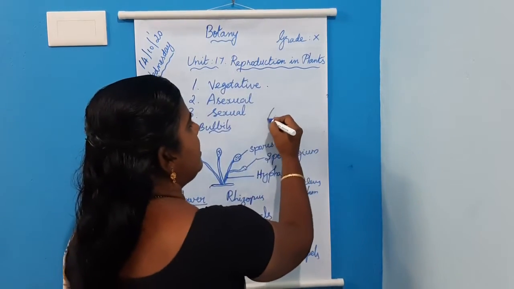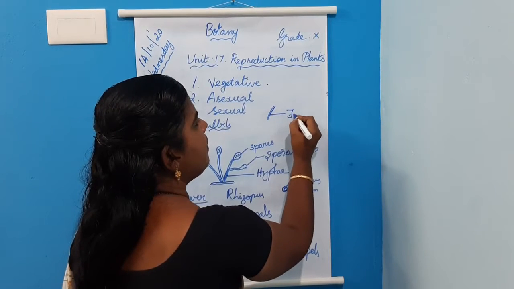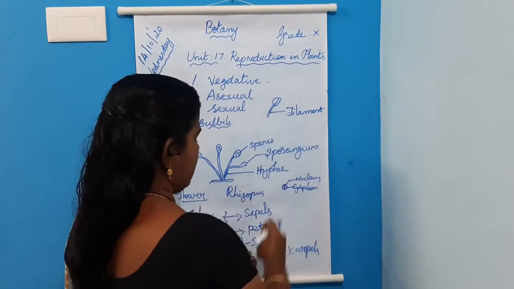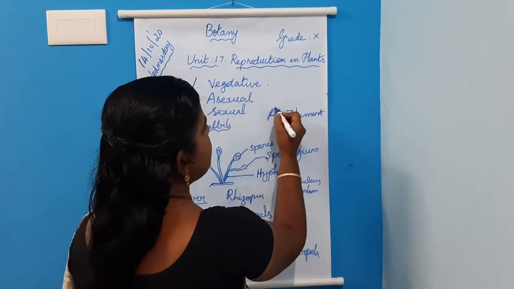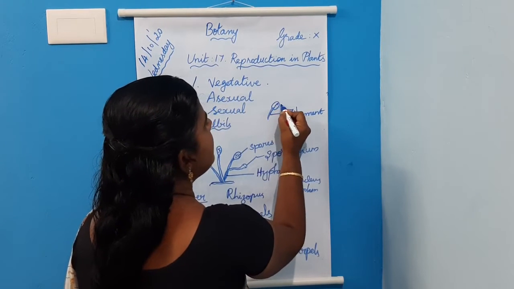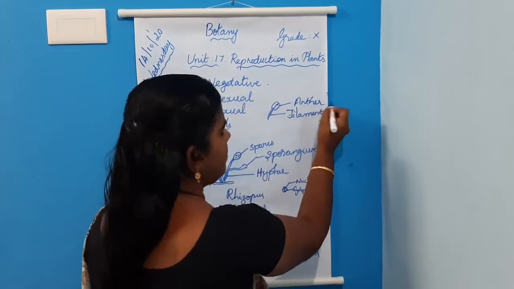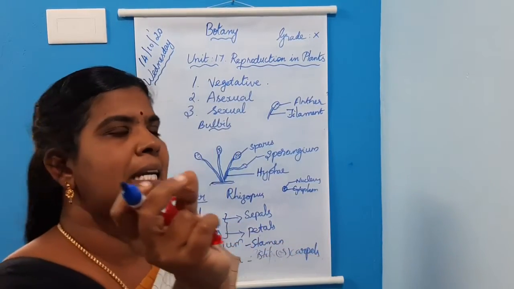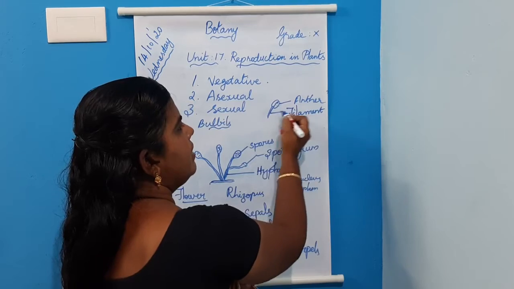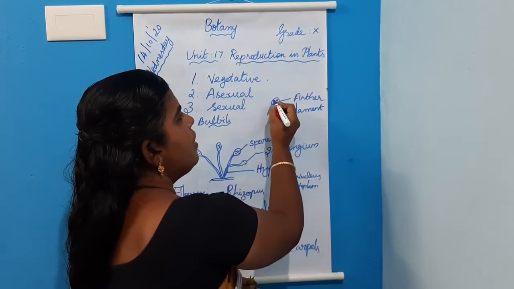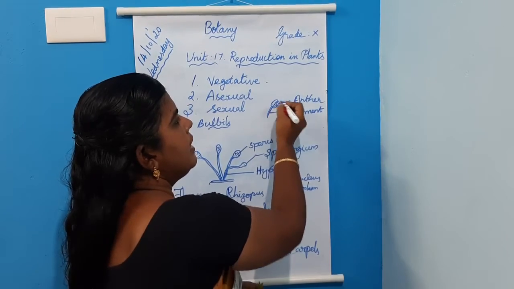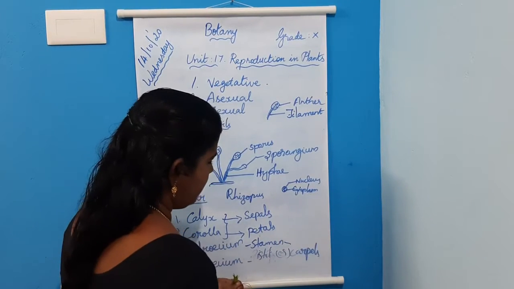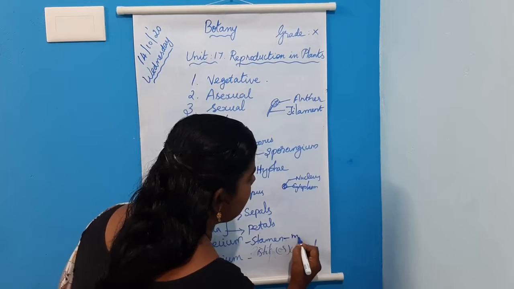Each stamen has a stalk that is called filament, and a bag-like structure at the tip that is called anther. If you take a stamen, you can see the filament and the anther. The anther encloses the pollen sac. Pollen grains are there inside the pollen sac. This androecium is the male part of the flower.